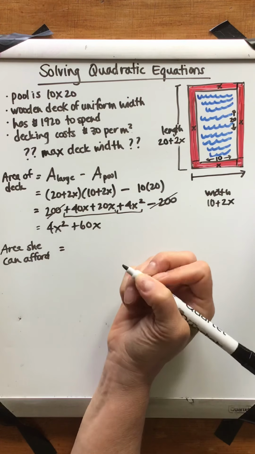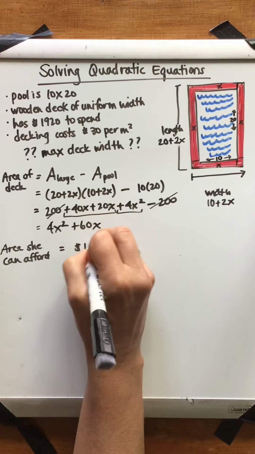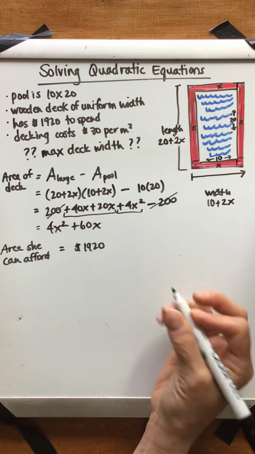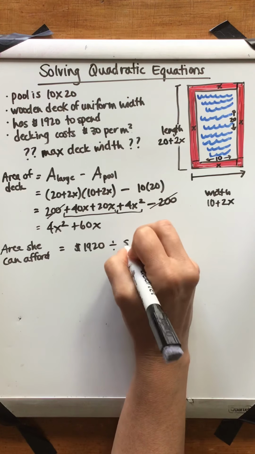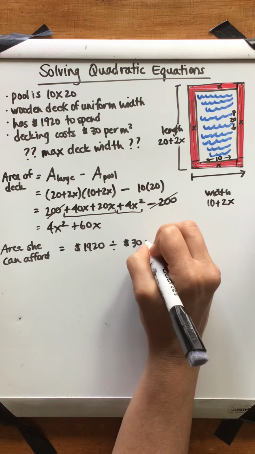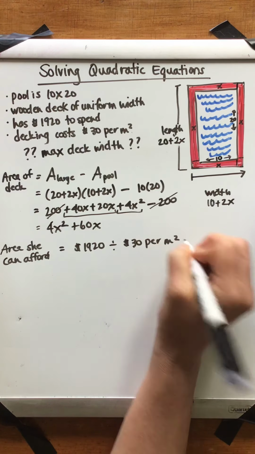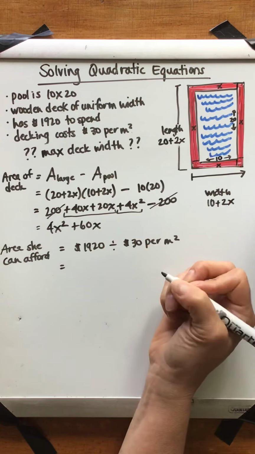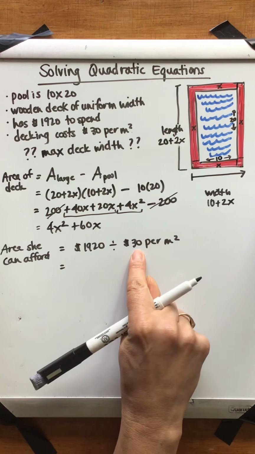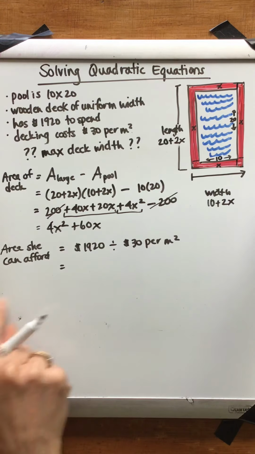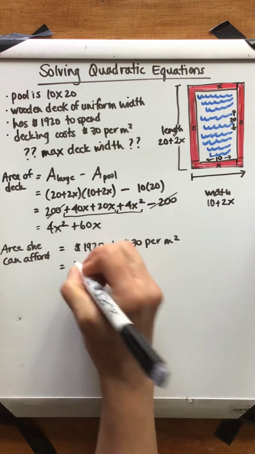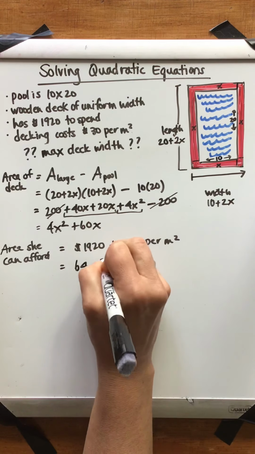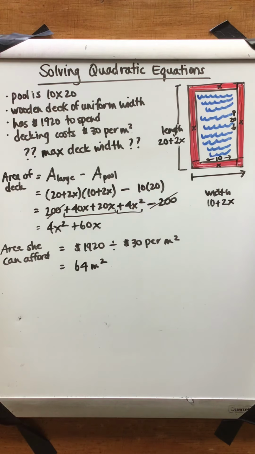Well, she has $1,920 to spend, and if we divide that by the cost of $30 per square meter, that'll tell us how many square meters she can actually afford. Okay, or counting up by 30s, how many square meters could that be? Well, it turns out that she can afford 64 square meters worth of decking.